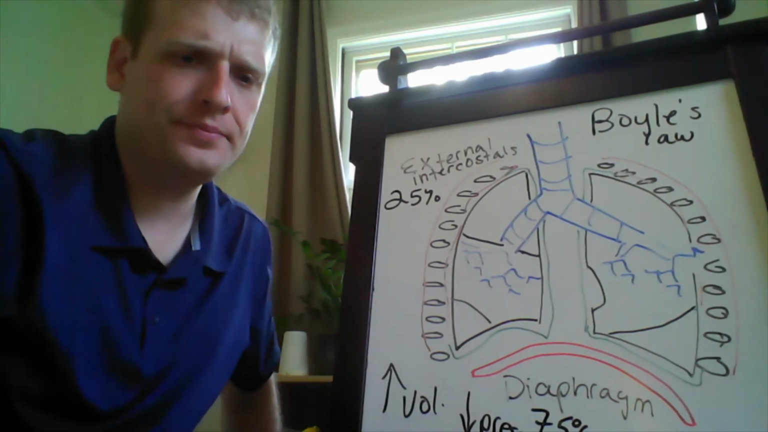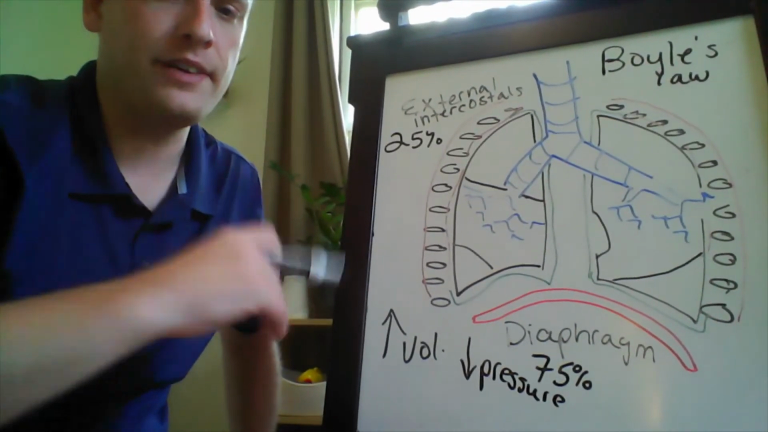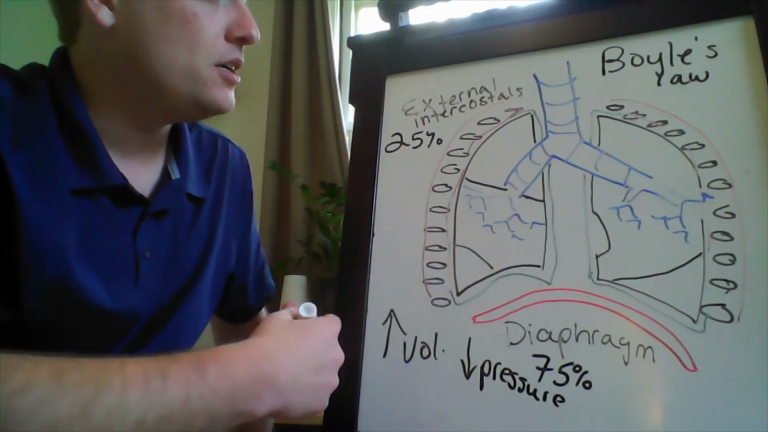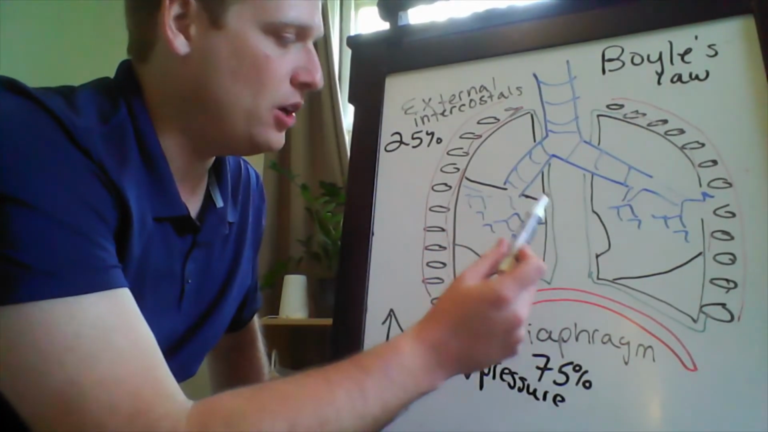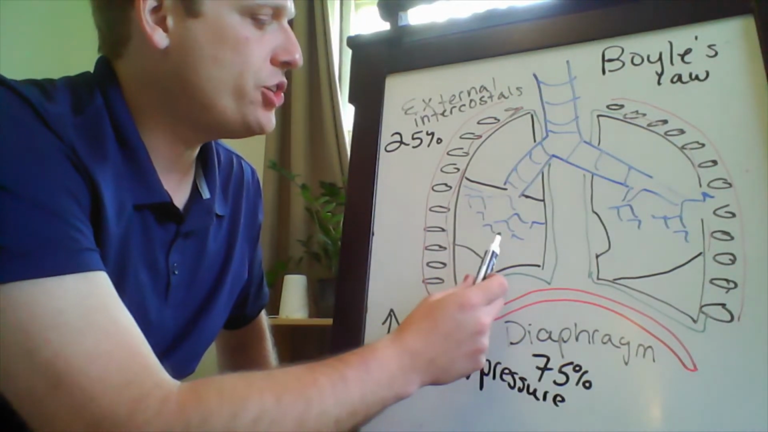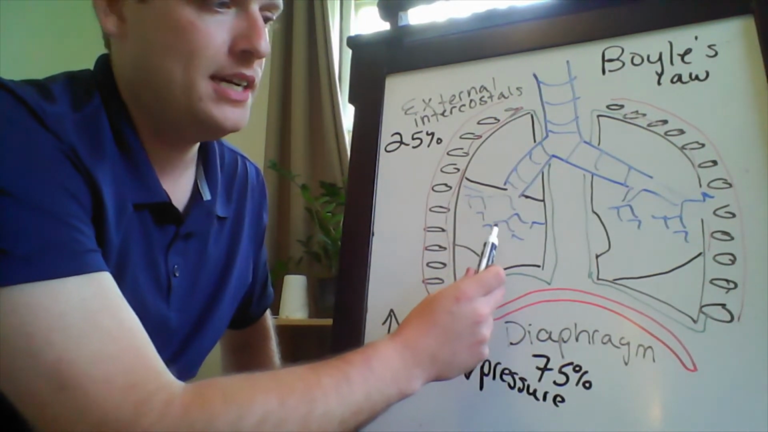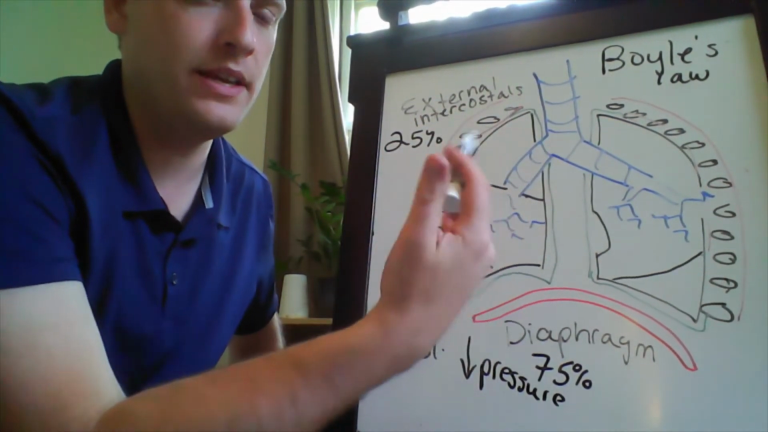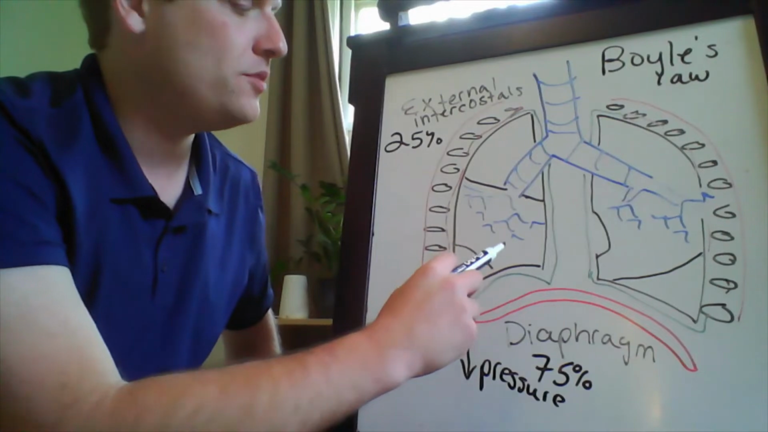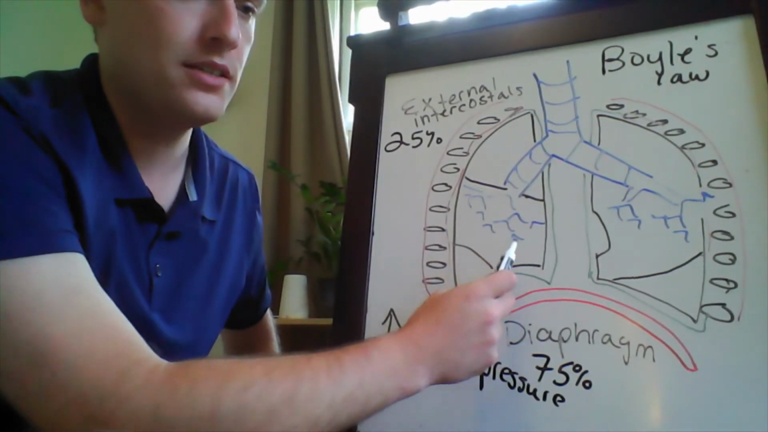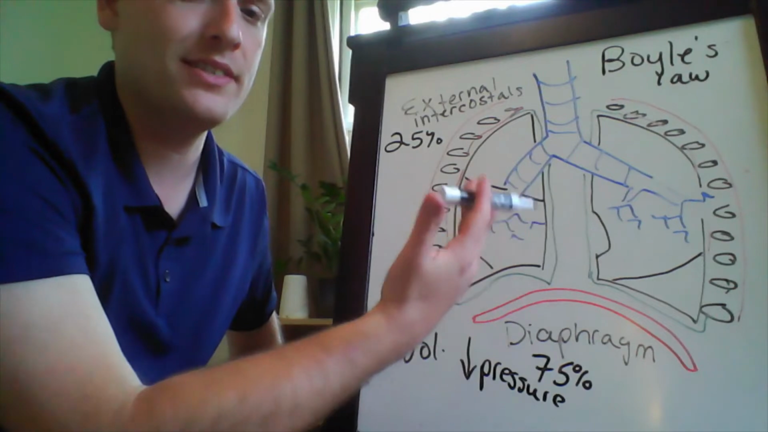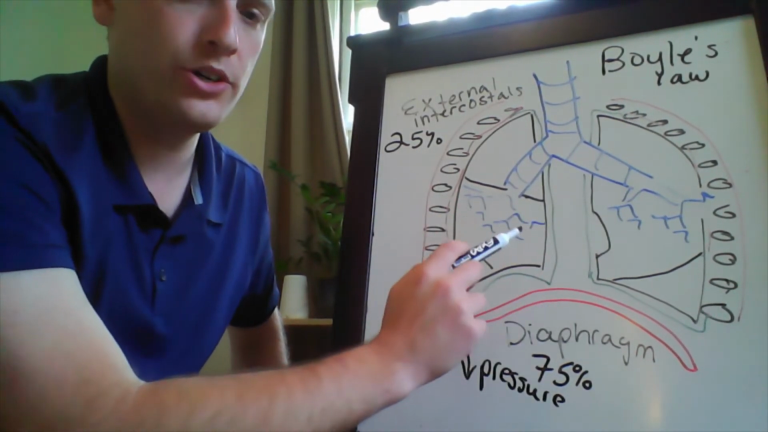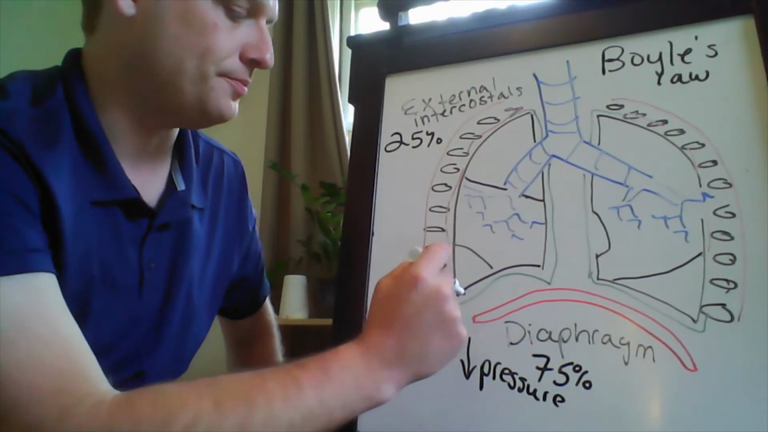And what causes movement of gas is differences in pressure, a pressure gradient. So what's going to cause air to flow into the lungs is that the pressure inside the lungs themselves is going to be less than the atmospheric pressure, the air that we breathe in, the air around us. So only when the pressure in the lungs dips below the pressure outside, that's when you're going to get air moving into the lungs.